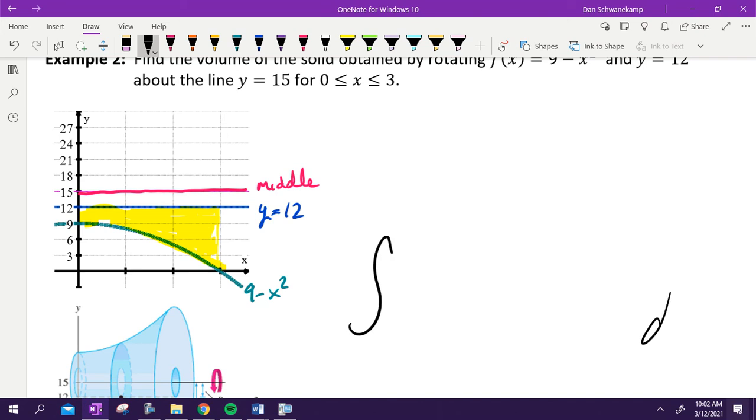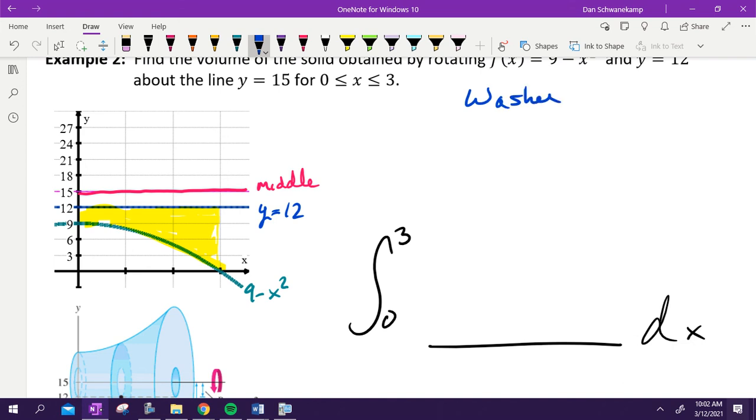How do you find volume? Integrating area. It's dx. My bounds are going to go from 0 to 3. All I need to do is figure out my area. Okay? If I'm revolving, it's one of two shapes. It's either a disc or a washer. Which one is it going to be on this problem? Washer. Why? Because there's a big old space here in between the shaded region and the line I'm rotating around. Okay, so this is a washer problem.